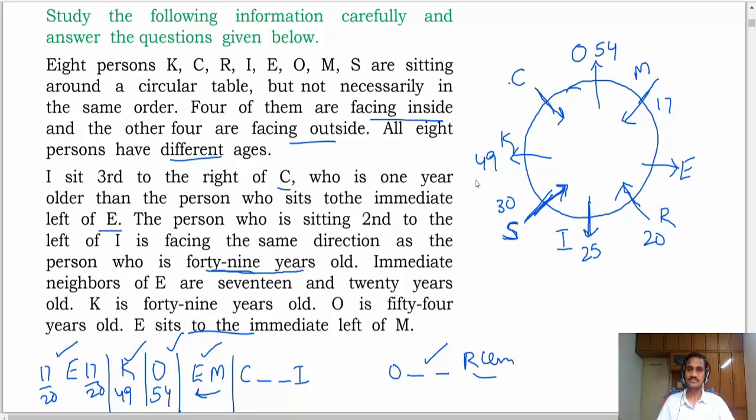Done? Now 49, 30, 25, R, E and so on. Then the person here, there is no age information. I sits out to the right of C. C is 1 year older than the person who sits to the immediate left of E. Who is at the immediate left of E? M. M's age, tell me, 17. Now C is 1 year older, 17 plus 1. This C is 18 years old.